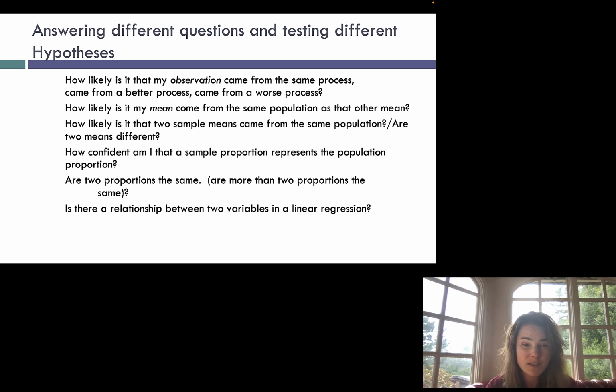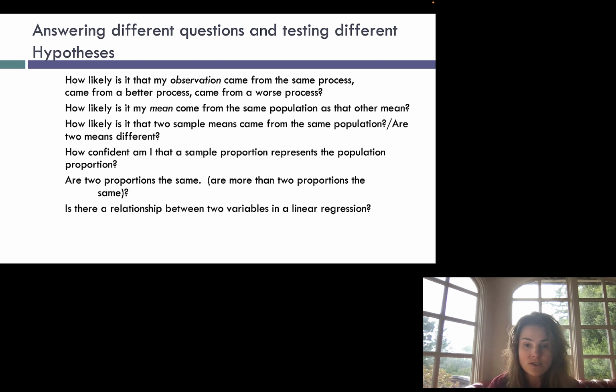It's probably closer to what we wanted to answer than that funny question, how likely is it my mean came from the same population as that other mean, right? A fairly common question is, I have two sample means. Are they the same as each other? Did they likely come from the same underlying population, or are they actually different?